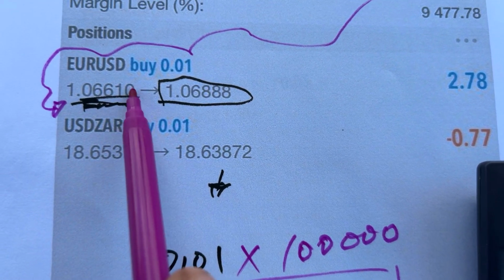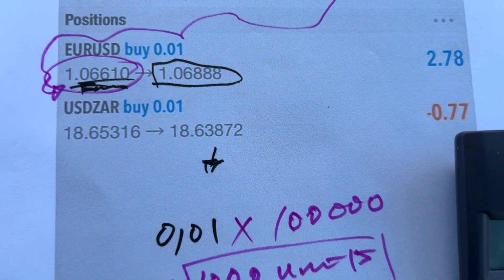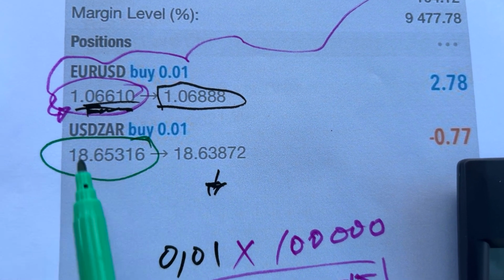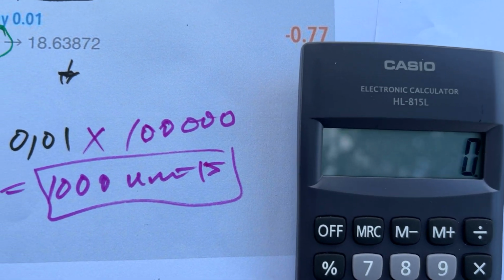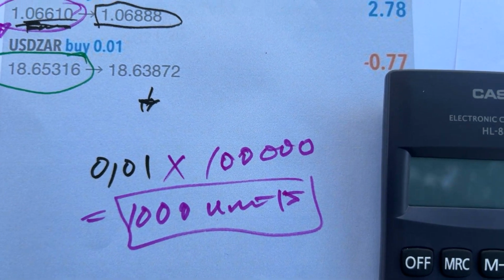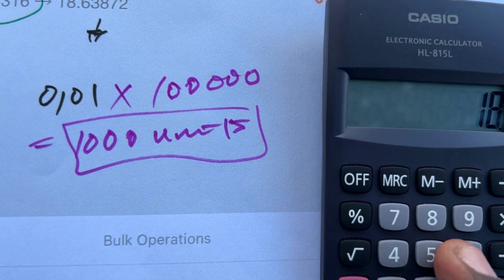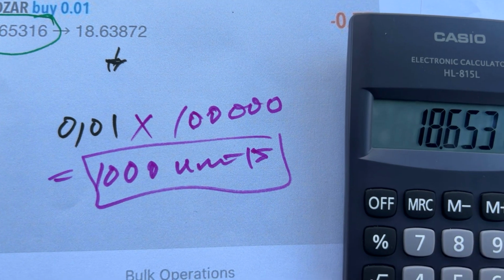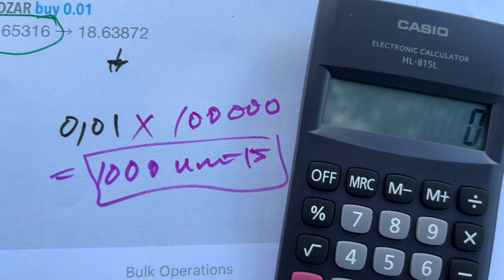We're going to use this price here, since I've mentioned that the price will keep changing and will not be the same. And right now we're counting for USD ZAR, so we're going to use that one price that is below. We're going to say 18.65316 times the 1,000.